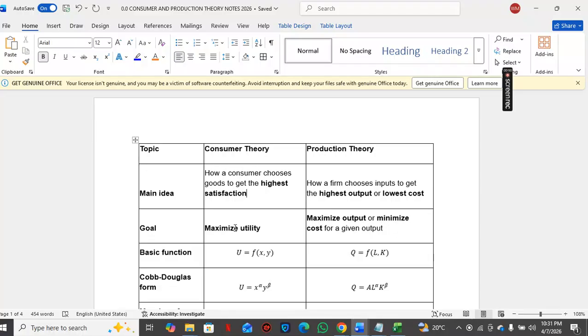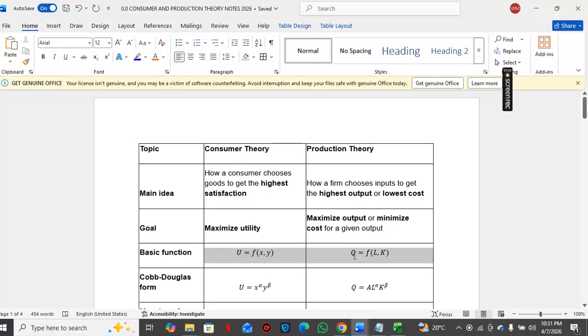Same with production theory. You're dealing with labor and capital. You want to minimize your costs, and you also want to maximize your output. So you're going to ask, what combination of labor and capital should I have so that I maximize output and minimize cost? These are the goals. Consumer theory: maximize utility. Production theory: maximize output or minimize cost for the given output.